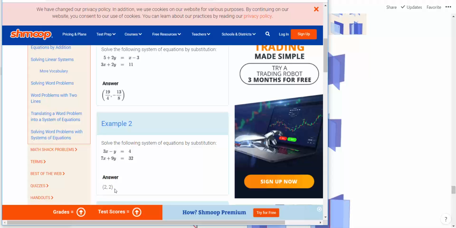Oh my god. What have we done wrong? Probably done a lot of things wrong. This is actually 2, 2. Alright. Let's try to solve for the other one.